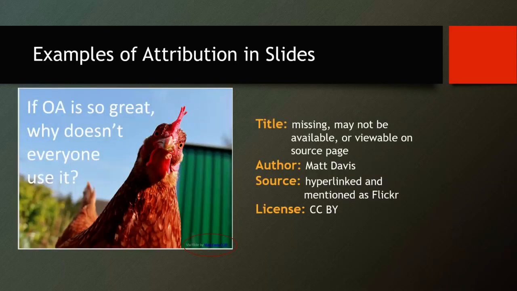Now let's look at some examples of attributions in presentation slides. This presenter used an image as a background for their slide, which is a good way to avoid too much text on a slide while also making a visual connection with your audience. You can see the attribution is here at the bottom right-hand corner of this photo.